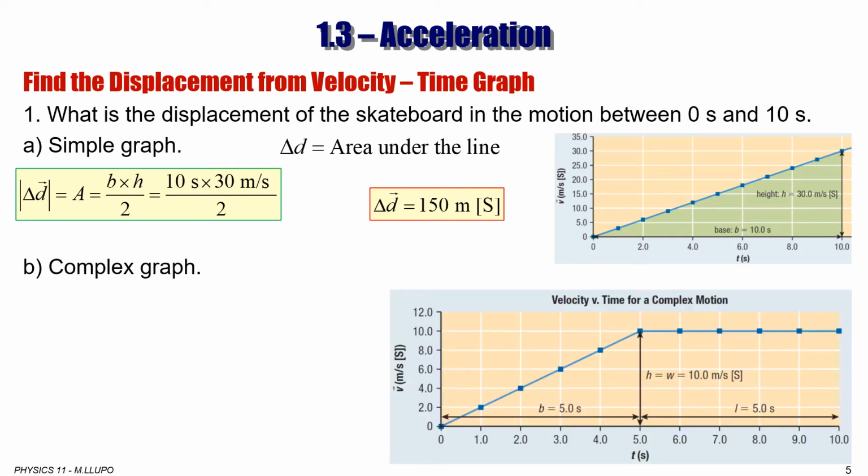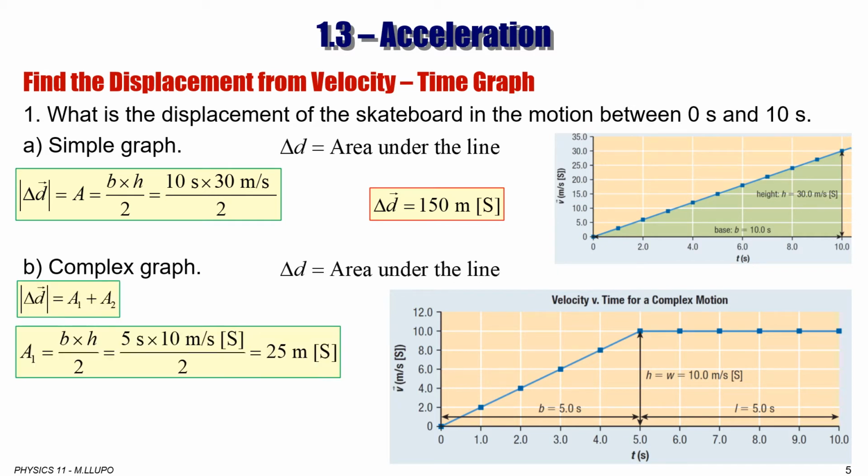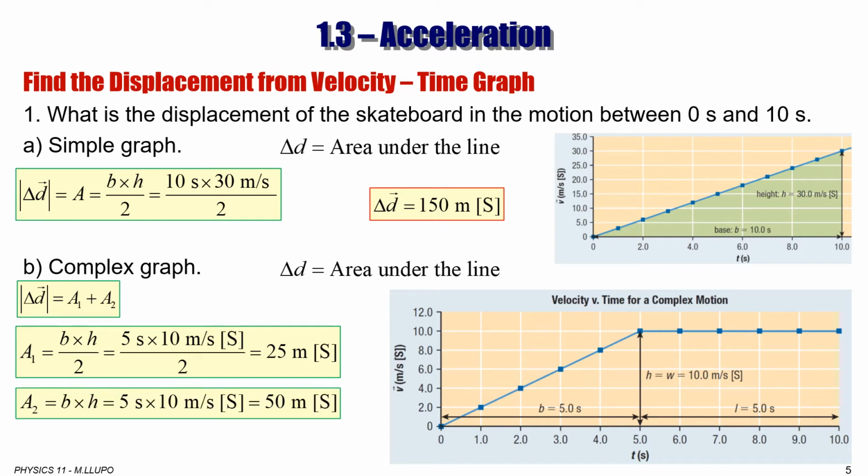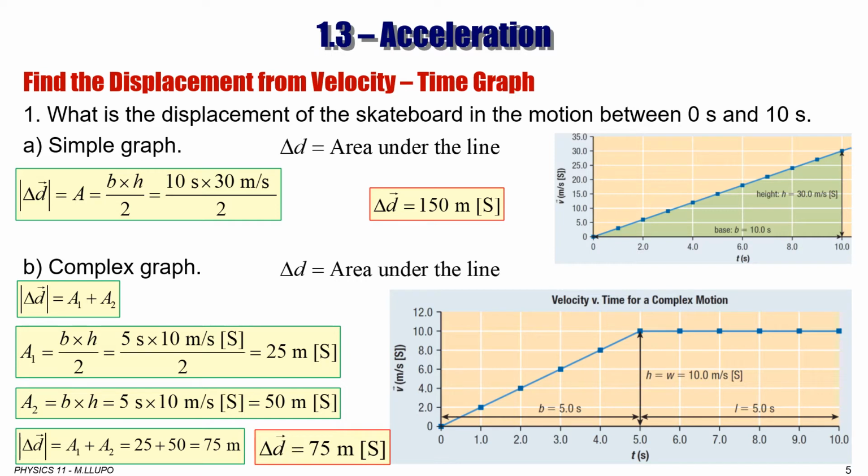For a complex graph, we can add areas under the graph for known geometric figures. For example, you can split that into areas of a triangle and a rectangle. You can calculate area 1 of the triangle, which is 25 meters, base times height divided by 2, and the area of the rectangle, which is 5 times 10, 50. And then you can add those together and we have the answer, 75 meters south.